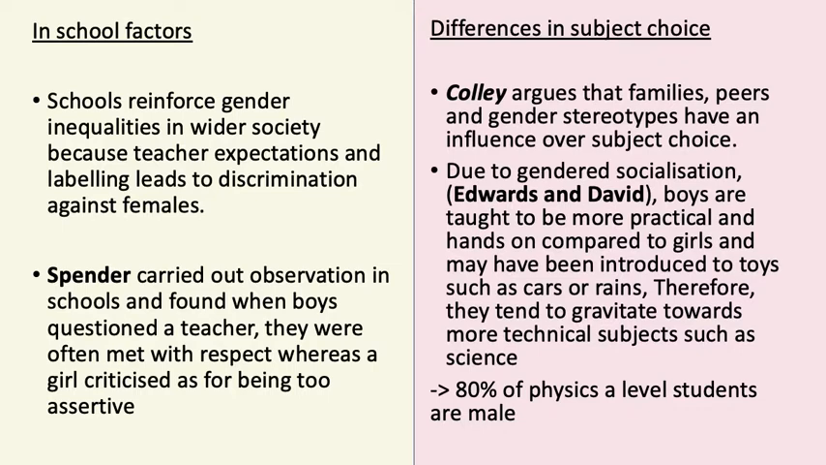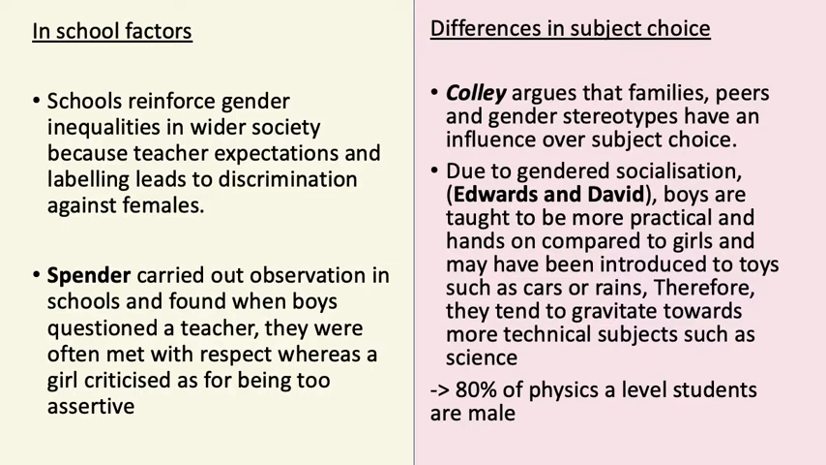So due to gender socialization, Edwards and Davis, again, you can see that some of the sociologists do link to different points. So if you learn quite a few of them, you'll be able to use them in different areas and sometimes even cross-topic links. They argue that boys are taught to be more practical and hands-on compared to girls, and they might have been introduced to toys such as cars or trains, and therefore they tend to gravitate towards more technical subjects such as science. And they're unlikely to choose subjects that fall outside of their gender domain. That's a good term to use as well, gender domain.